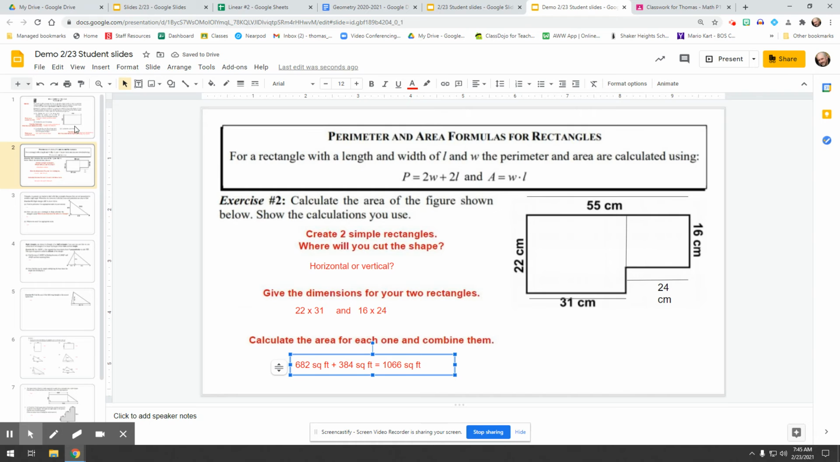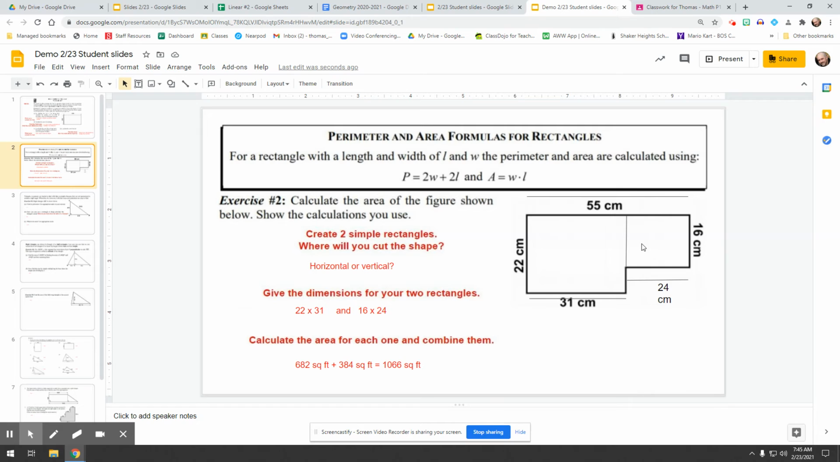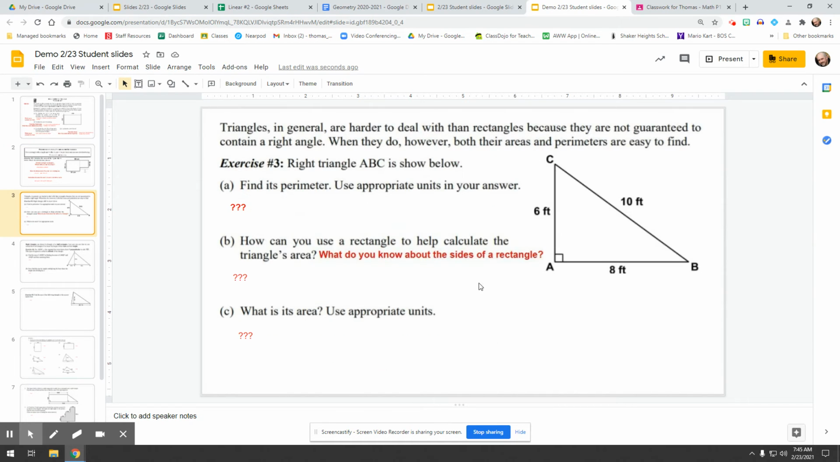So we went over perimeter and area of regular shapes. We went over finding the area of a more unusual shape. We call this a composite shape because it's a shape made up of two simple shapes, and we just break it up into smaller pieces. So let's review really quickly also triangles, which is one of the most common shapes that you'll find in all of geometry because you can break up almost any shape into a triangle. They're hard to deal with in rectangles because they're not guaranteed to contain a right angle. When they do, though, both their areas and perimeters are easy to find.